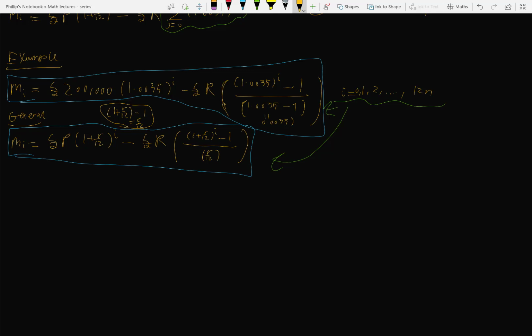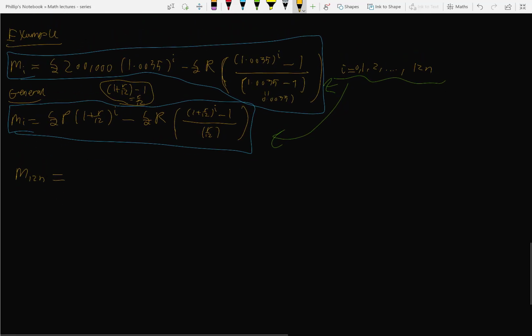But we know that after the last month, we don't want to owe anything anymore because the loan is set for a particular period. So this mortgage is going to go for 30 years. After 30 years, it's supposed to be paid off. So if we look at M to the 12n, so M to the 360, in the example, because 360 months is 12 times 30, it's going to be 360. So M to the 360 equals 0.